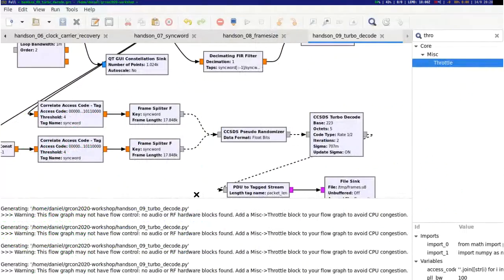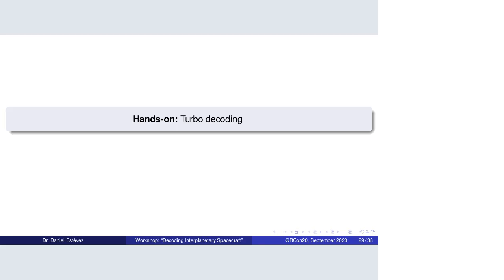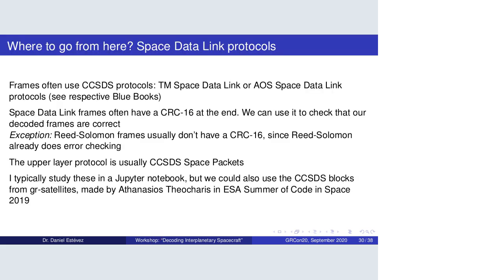All right. So let's go back to the slides. Now we have our frames file with decoded frames from the satellite. And here actually our work in GNU Radio Companion ends.